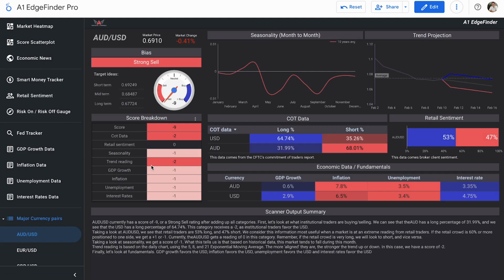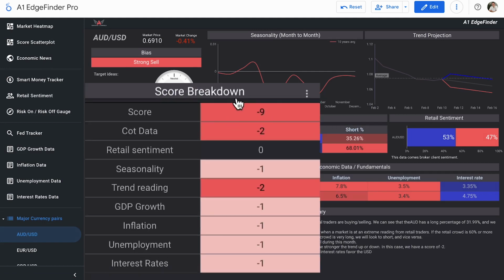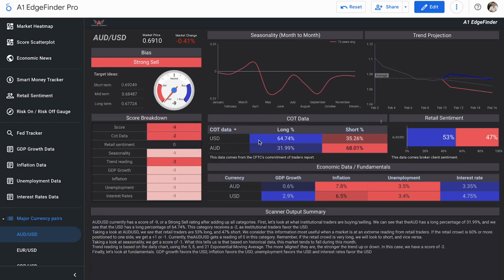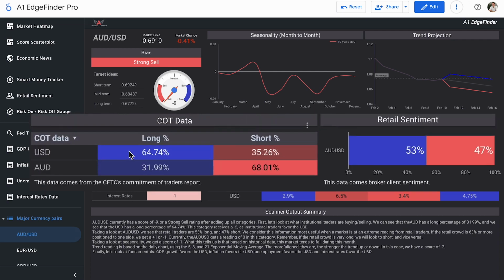AUD USD right here. So let's see, like I just said, a score of -9, COT data comes out to a score of -2, and retail sentiment is actually a 0 or a neutral score. So let's break down these numbers right now. So COT data, or institutional trader data, this of course is what the smart money traders are going long and short on. They are currently favored long on the dollar, 64.74% long, and 35.26% short for the dollar. Australian dollar, on the other hand, 68.01% short and 31.99% long. So favored long on the dollar, favored short on the Australian dollar.